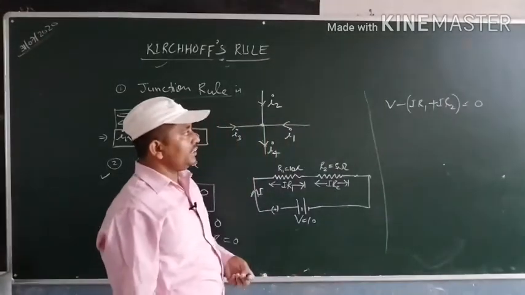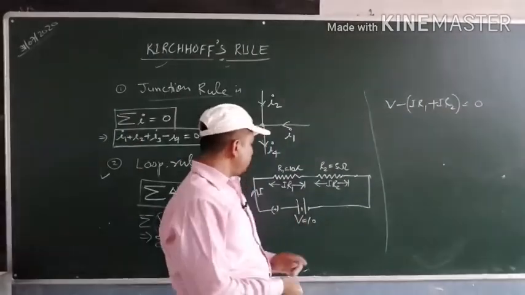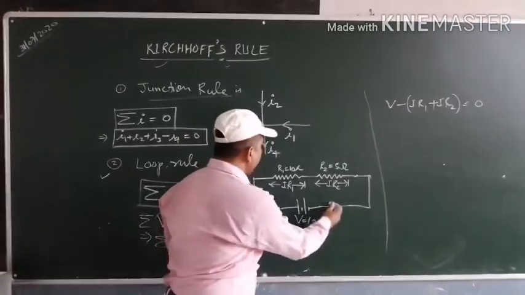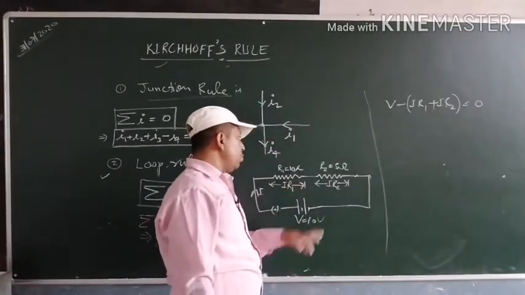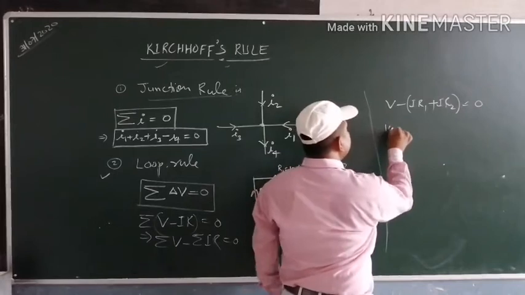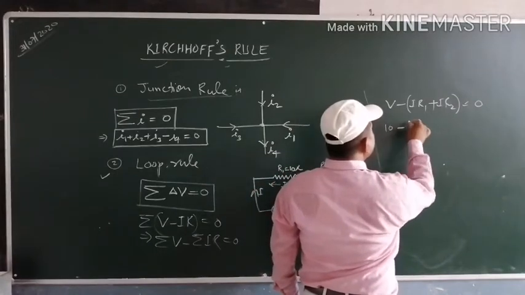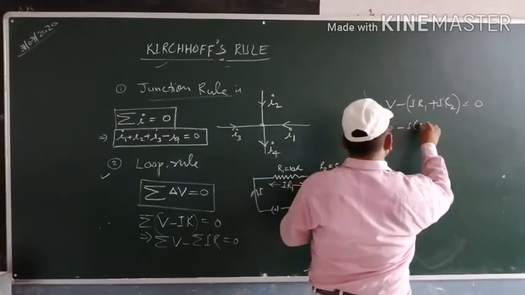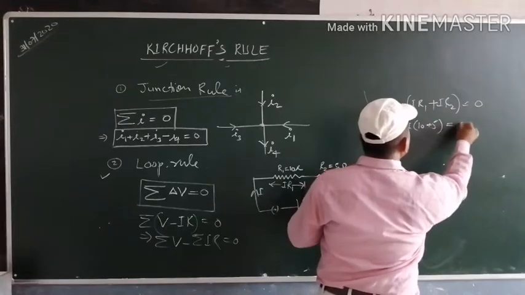So we can take I common, and if we put the value of V as 10 volt, R1 as 10 ohm and R2 as 5 ohm, then 10 minus I times (10 plus 5) is equal to 0.